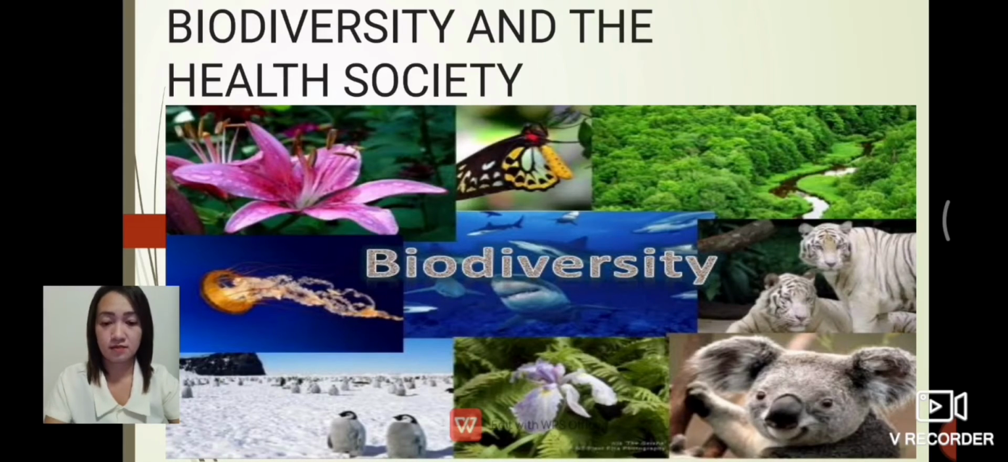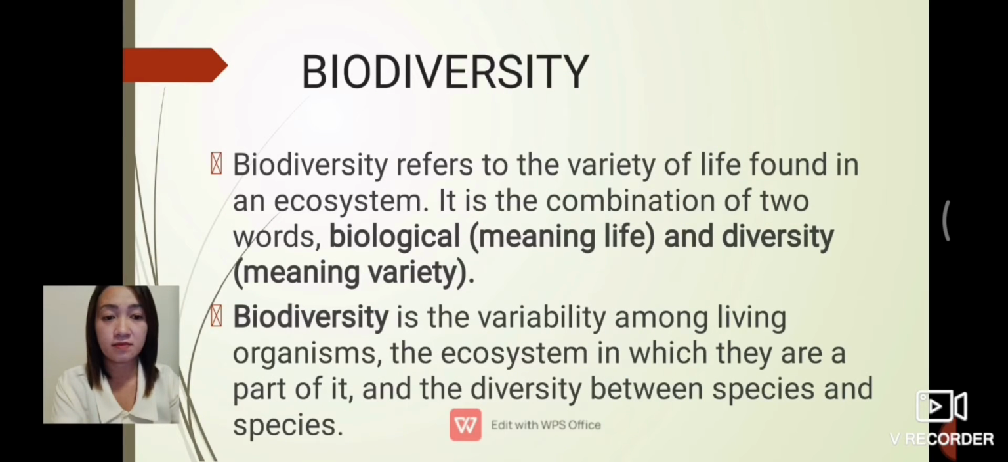What is biodiversity? Biodiversity refers to the variety of life found in an ecosystem. It is a combination of two words. The biological means life and diversity means variety. Biodiversity is the variation among living organisms, the ecosystem in which they are part of, and the diversity between species and species. It also includes the interdependence and relationship between and among the organisms found in a particular ecosystem and environment.